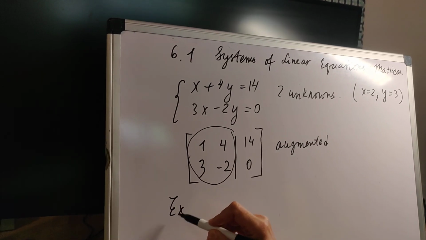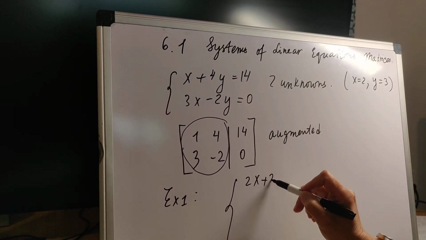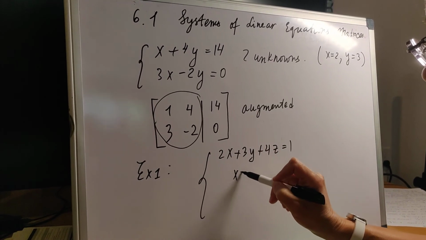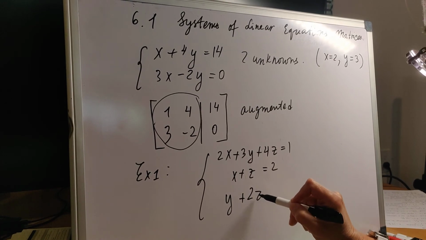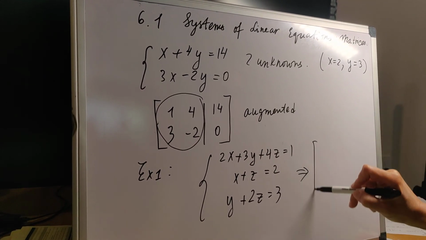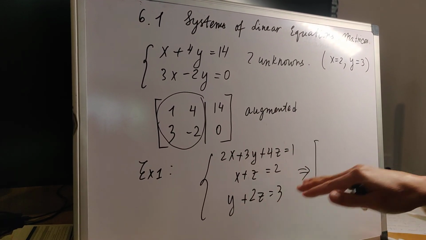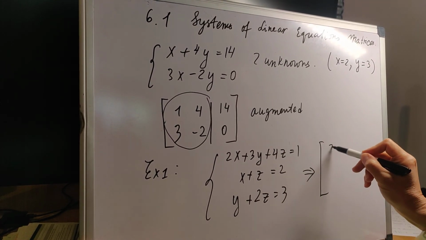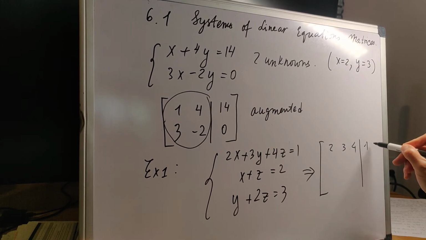So example number 1, I'm going to write down a system of 3 equations. 2x plus 3y plus 4z equals 1. x plus z equals 2, and y plus 2z equals 3. I'm going to convert it into an augmented matrix. I'm going to put my square brackets. I'm going to have 3 lines over here. Lines are called rows. And I'm going to copy the coefficients of x, y, and z for the first line. It's 2, 3, and 4. I'm going to put my bar and copy the right side.